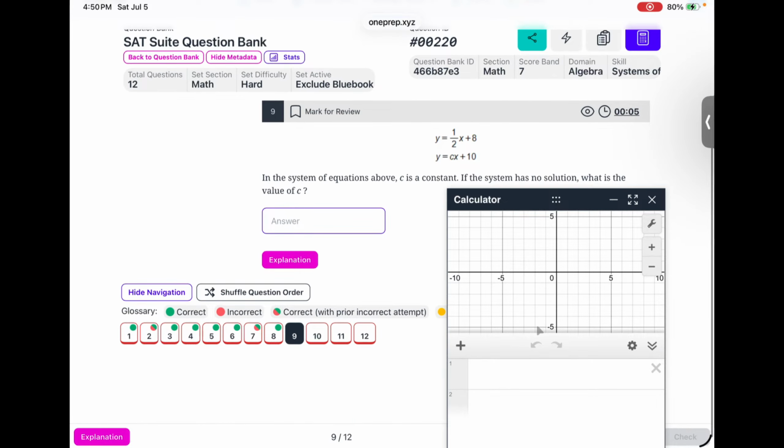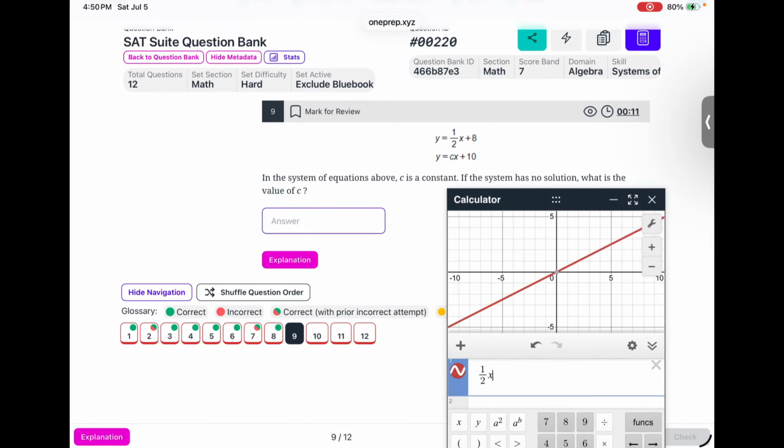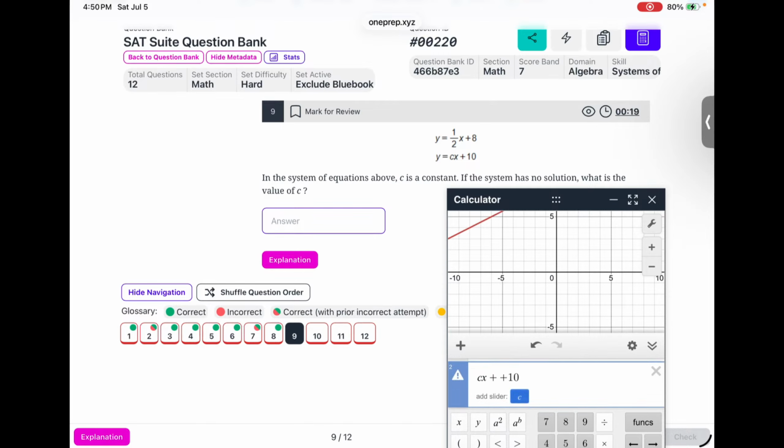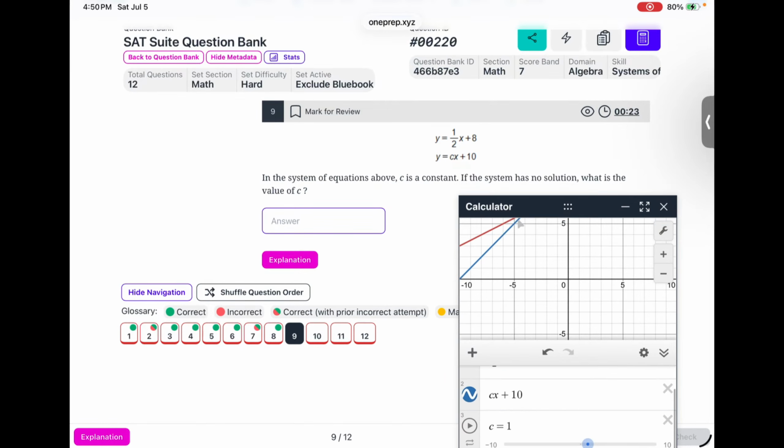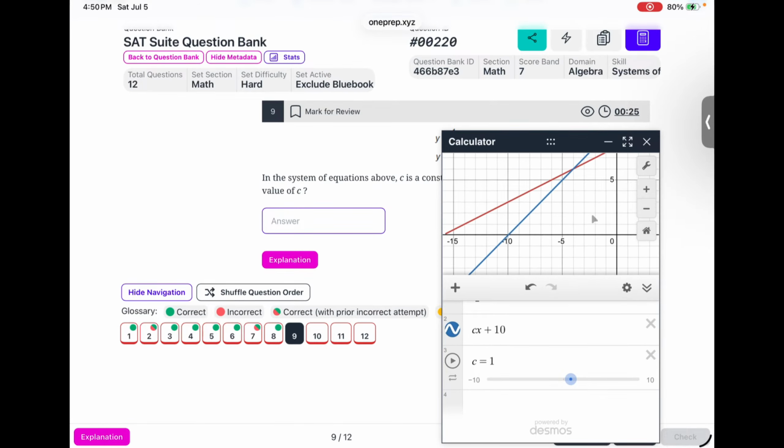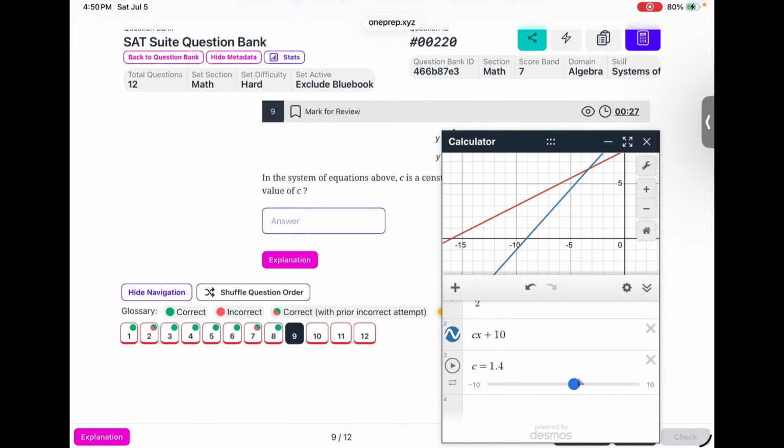No solution again, which means we need to do a slider. So you don't actually have to type the y equals, it's kind of a waste of time. Cx plus 10. Put in that slider here. And now you're just going to want to slide this until they're parallel here. 0.5.